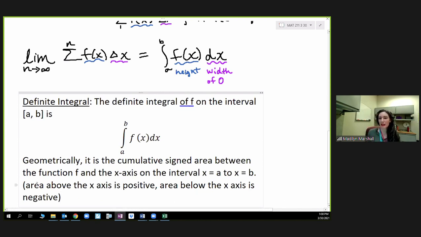So the signed part means the area above the x-axis is positive and area below the x-axis is negative. So in that way, it doesn't translate exactly to our geometric concept of area, because area generally we think of as positive, but here it's negative because we're integrating the function value. So if the function value is negative, then the height of the rectangle would also be negative.